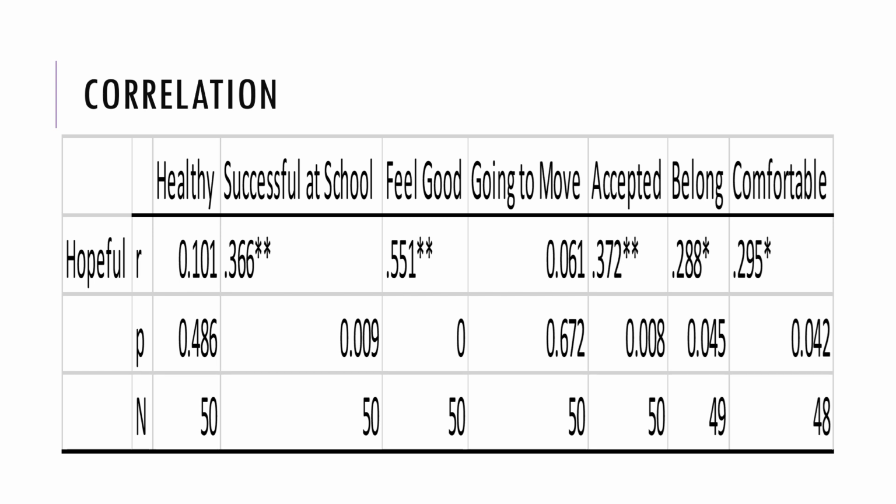Now, which is strongest, which is weakest? The strongest is feel good, the weakest is going to move. This means that scores for feel good are the strongest related to feelings of being hopeful, and the idea of feeling like you're going to move is the weakest when it comes to being related to hopeful. Now, what directions do they go in? They are all positive, which means as the score for each one of the IVs, that top row, goes up, so does the DV, feeling hopeful.